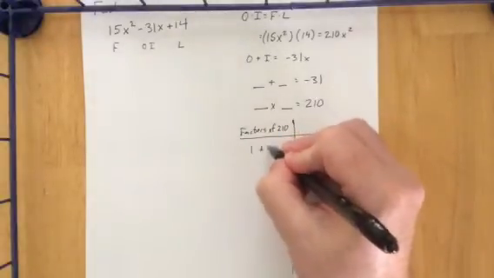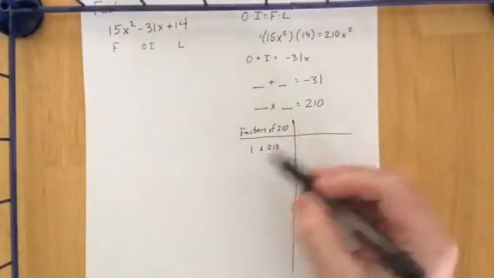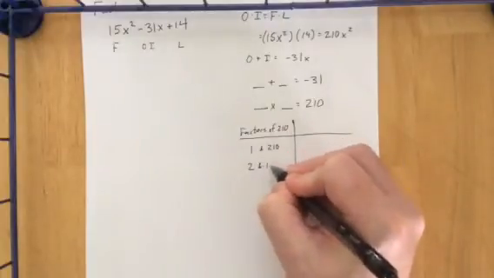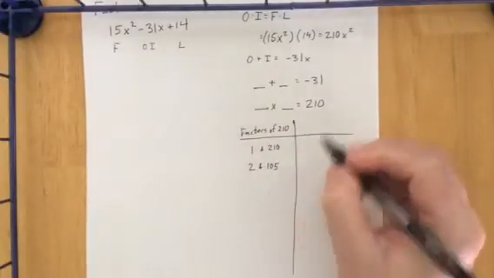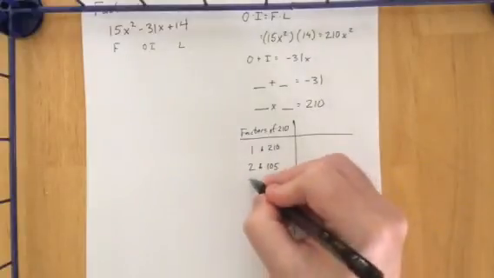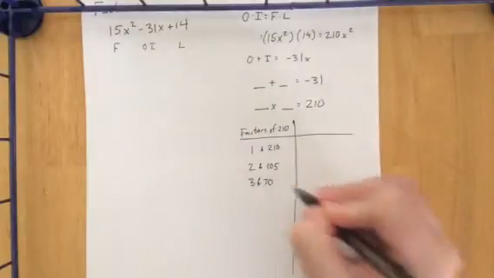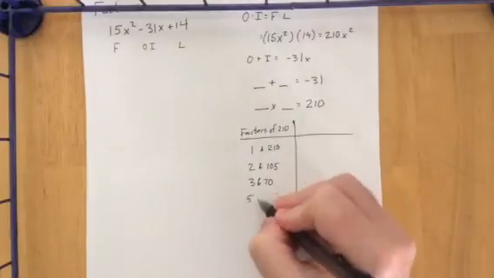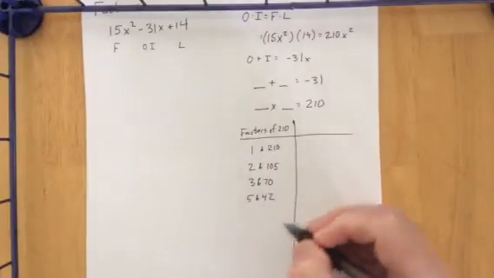We got 1 and 210. Check to see, does 2 go in? Well, it's an even number, so 2's got to go in. 2 goes in a total of 105 times. 2 plus 1 is 3, so it's divisible by 3. 3 will go in 70 times. Not divisible by 4, but it is divisible by 5. 5 will go in 42 times.